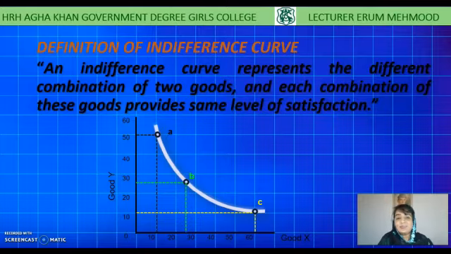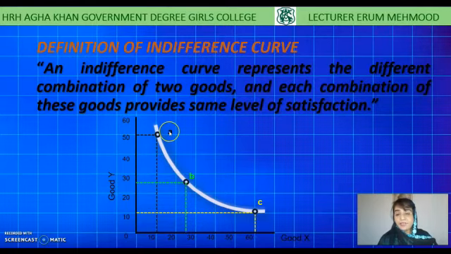An indifference curve represents the different combinations of two goods, and each combination of these goods provides the same level of satisfaction. This white curve represents the indifference curve, and it is the locus of points A, B, C and so many points. These points represent the different bundles of good X and Y, but at each point the level of satisfaction remains constant.